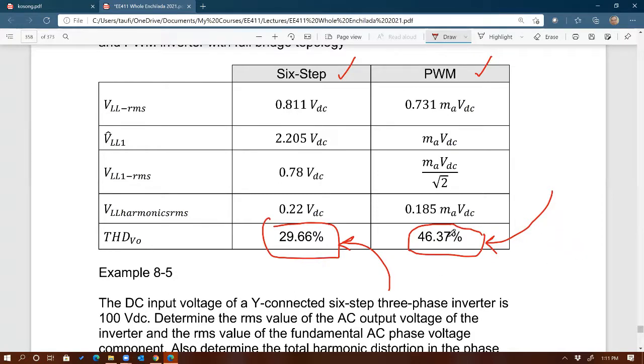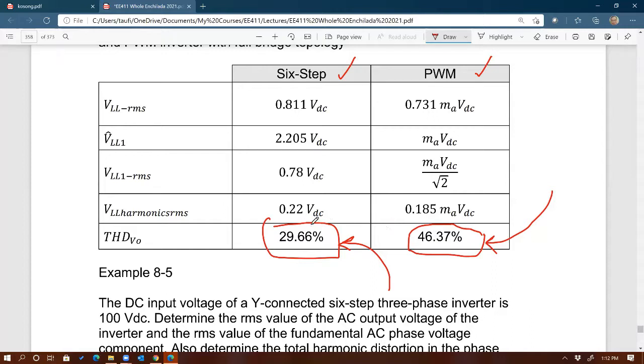The reason why the PWM is bigger in terms of THD is because we have more switching, right? In the topology, in the control, we have a lot more switching than 6 steps. That's why the THD of a PWM is higher than 6 steps. This could be misleading then, right? So be careful. Not just look at the numbers. This is what I'm trying to get at.